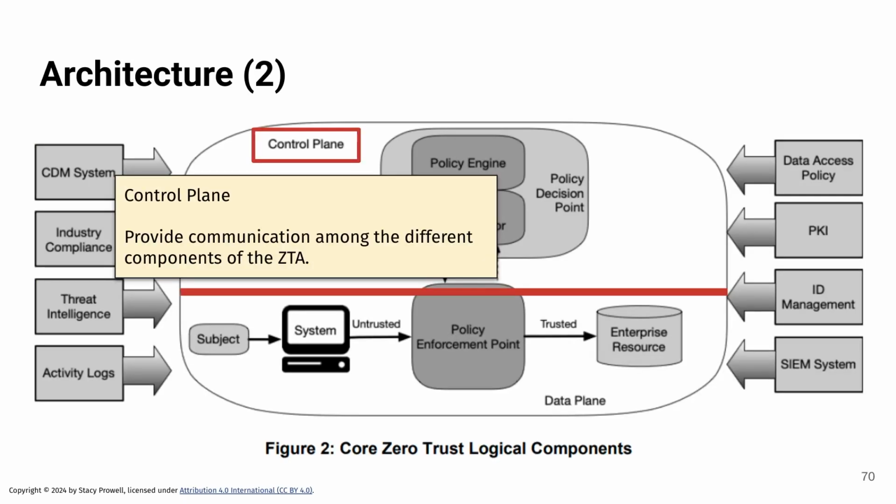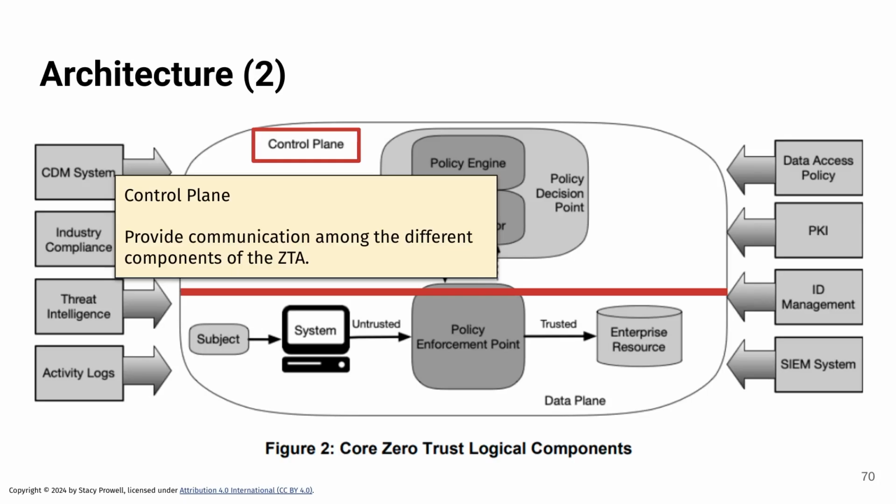One of the first things to notice is that we've divided up the world. That middle oval or lozenge has a red line a little below the middle there that divides the world into a control plane up at the top and a data plane down at the bottom. The data plane looks like subject, system, enterprise resource. There's that policy enforcement point. But for the most part, I recognize stuff there.